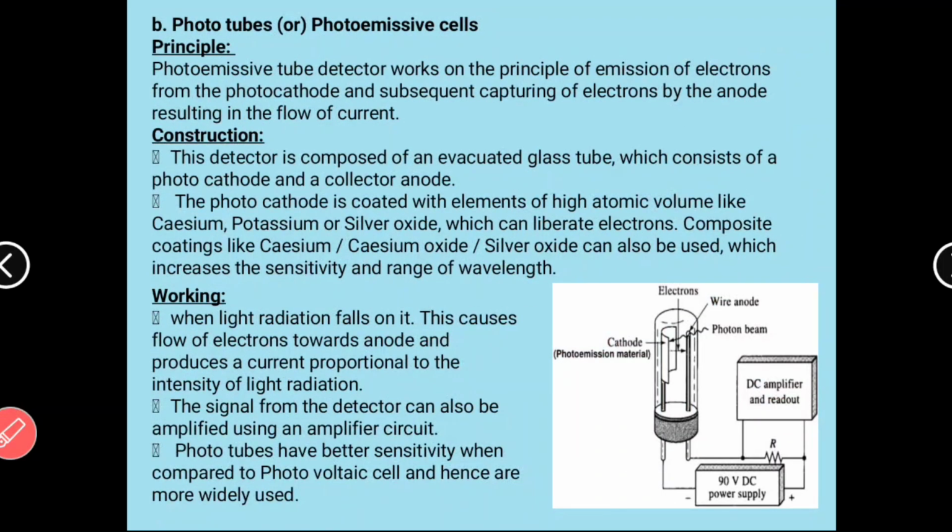Phototubes are photoemissive cells. The principle involved in a photoemissive detector is emission of electrons from the photocathode and subsequent capturing of electrons by the anode, resulting in the flow of current.